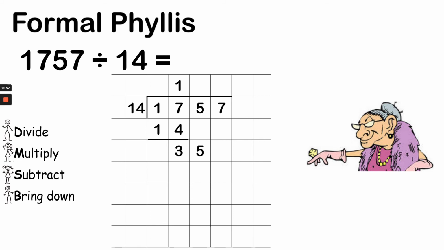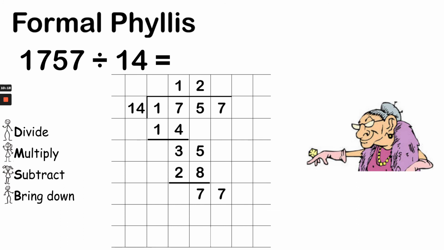And we begin again. Dad says 35 divided by 14 is 2. Mum says yes, but 14 multiplied by 2 is 28. Sister says not to worry about it, we'll subtract or find the difference. Brother brings down the next number in the dividend.